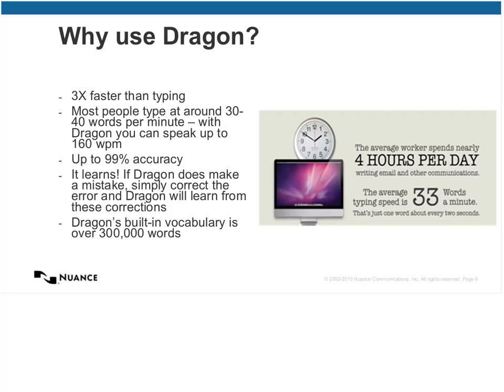It learns. If Dragon does make a mistake, you can simply correct the error, and Dragon will learn from these corrections. And it learns from both voice corrections and also keyboard corrections as well. So keep in mind that if you make a correction, you can do it one way or the other. And Dragon's built-in vocabulary is over 300,000 words and growing.